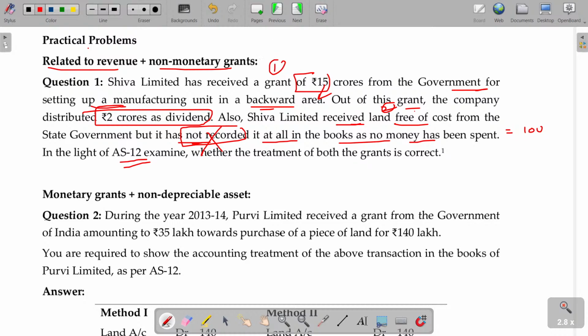In the first case, this is a contribution for capital. For starting the manufacturing unit only, it should be kept as capital reserve. Capital reserve cannot be used for dividend distribution. Already you have seen, no? In what profit can we use for dividend distribution? Only normal divisible income can be used. So this is non-divisible income, so it cannot be used. So this is also wrong.